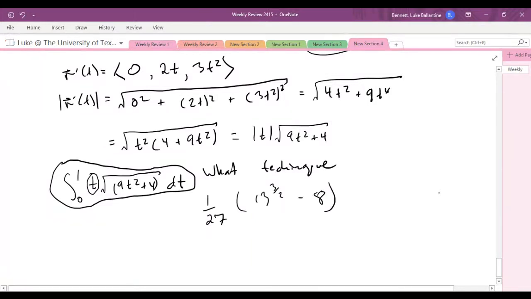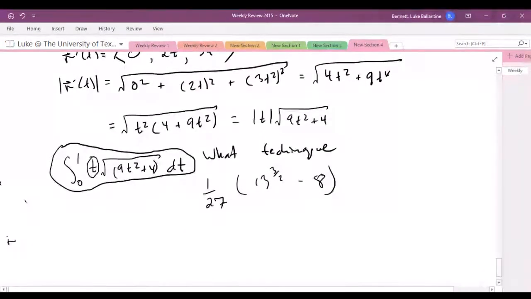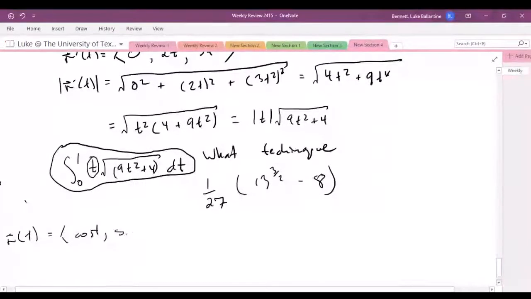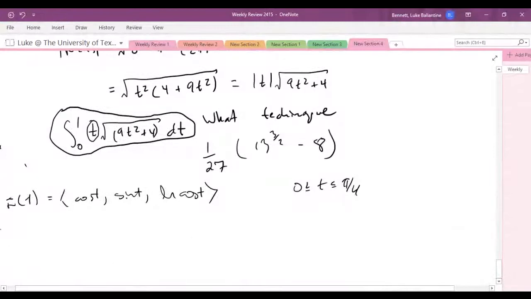All right, let's do another arc length. We might actually solve this one entirely, just because it's some integration you guys might have forgotten. Okay, so we have R of t equals cosine of t, sine t, ln cosine t. And we want the arc length from 0 to pi over 4. So the first thing I do, just take the derivative.